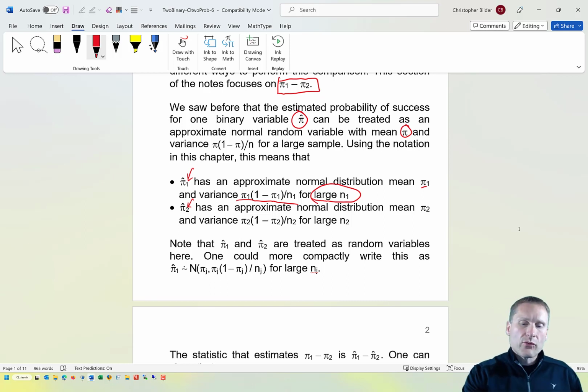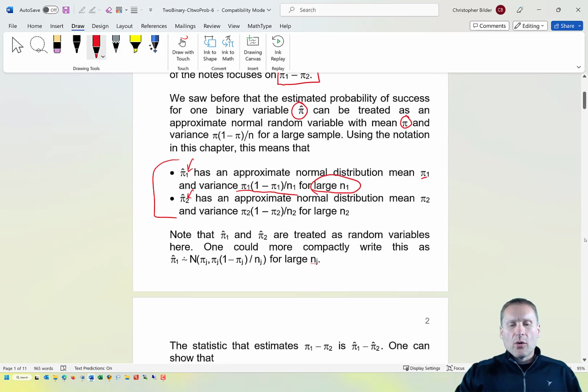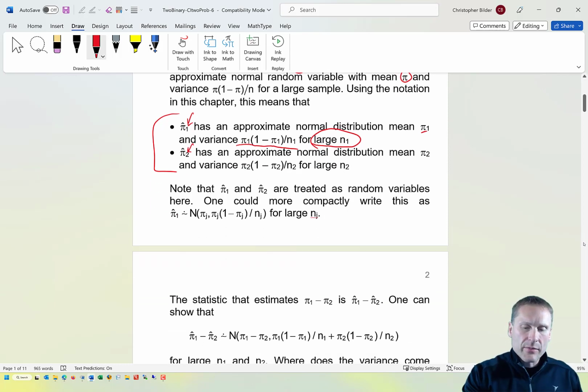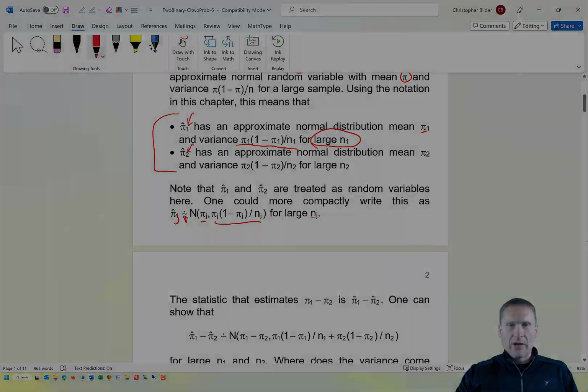Now, we could rewrite this setup in a little bit more compact form, and you will often see this done in statistics. We could say that pi hat sub j, where j is equal to 1 or 2, has an approximate distribution that is normal. That's what the capital N represents, with a mean of pi sub j and a variance of pi sub j times 1 minus pi sub j, all divided by n sub j. And this works out for a large n sub j.